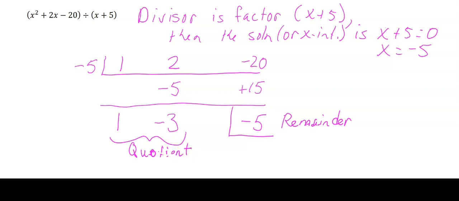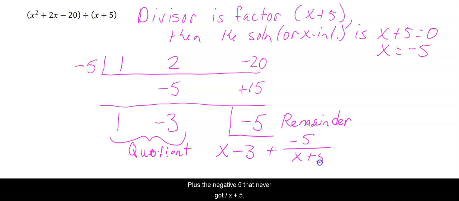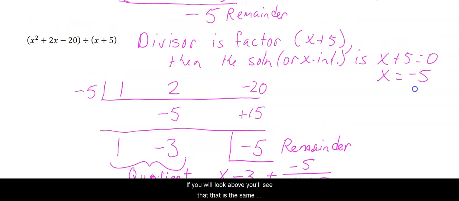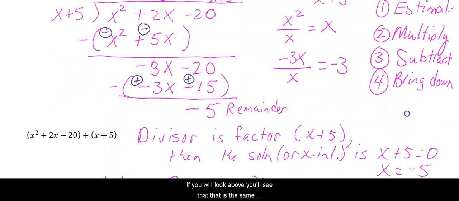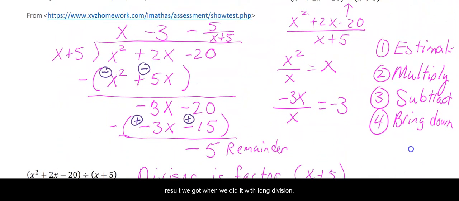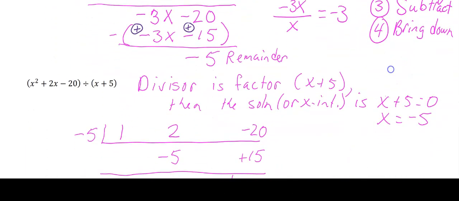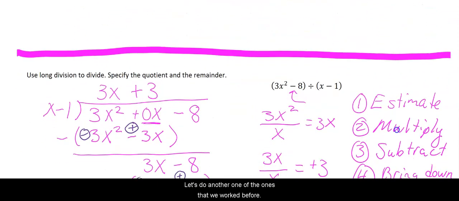What does it mean? If the original dividend is x squared and I do division by x to the first, the quotient must be x to the first as well. So the quotient must be 1x minus 3 plus the -5 that never got divided by x plus 5. If you look above, you'll see that that is the same result we got when we did it with long division.